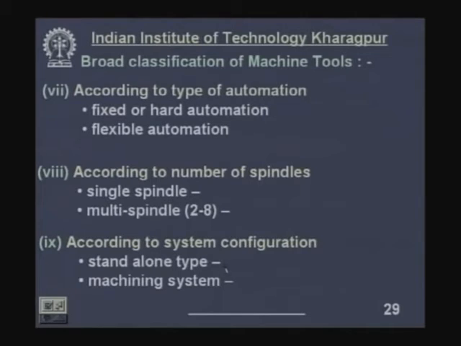only one machine in one place, or machining system, say 3 or 4 machine tools amalgamated into one to carry out various types of work like drilling, milling, boring and so on. These are called machining system, example machining center.